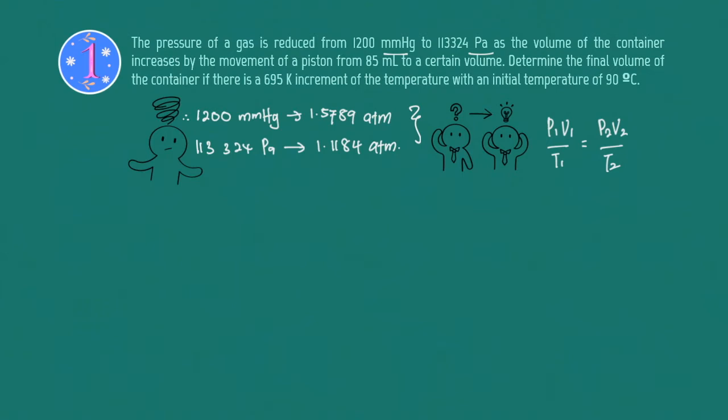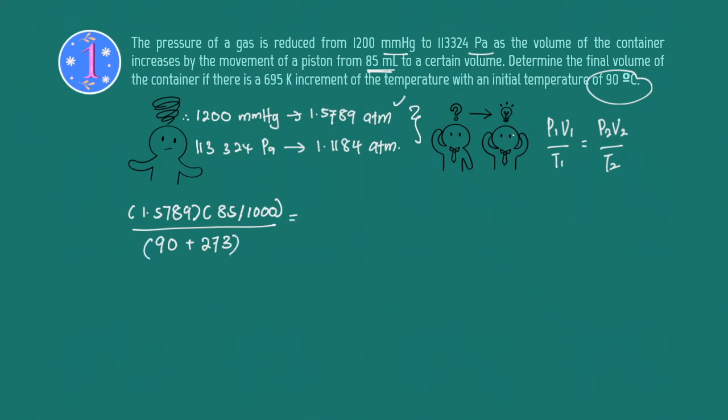Initially, the pressure that we have is 1.5789, the one that we have calculated just now, times your volume. The initial volume is 85 milliliter, so make sure that you convert this into liter: 85 divided by 1000, divided by the initial temperature, which is 90 degrees Celsius. You need to convert that into Kelvin, so 90 plus 273.